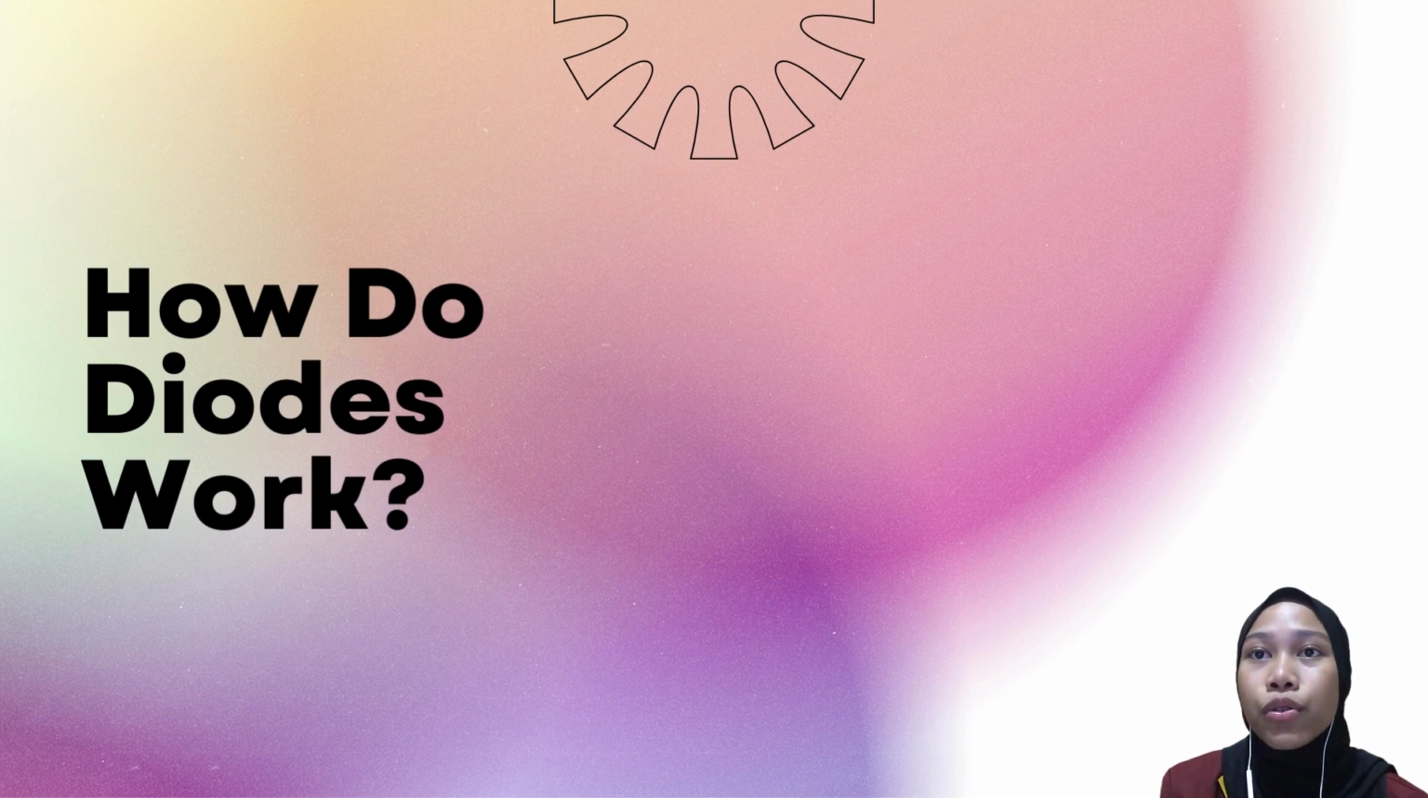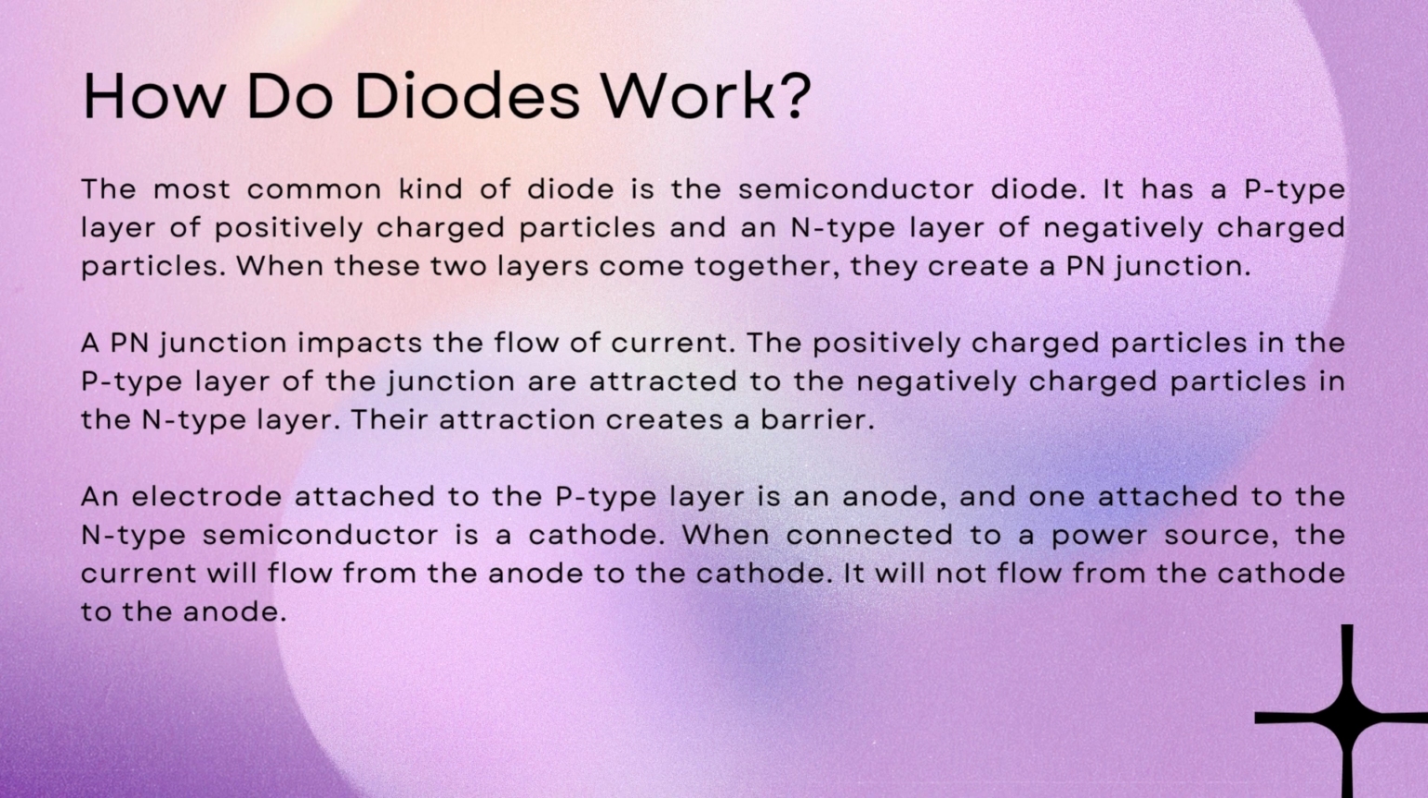So, how do diodes work? The most common kind of diode is the semiconductor diode. It has a p-type layer of positively charged particles and an n-type layer of negatively charged particles. When these two layers come together, they create a p-n junction. The p-n junction impacts the flow of current.